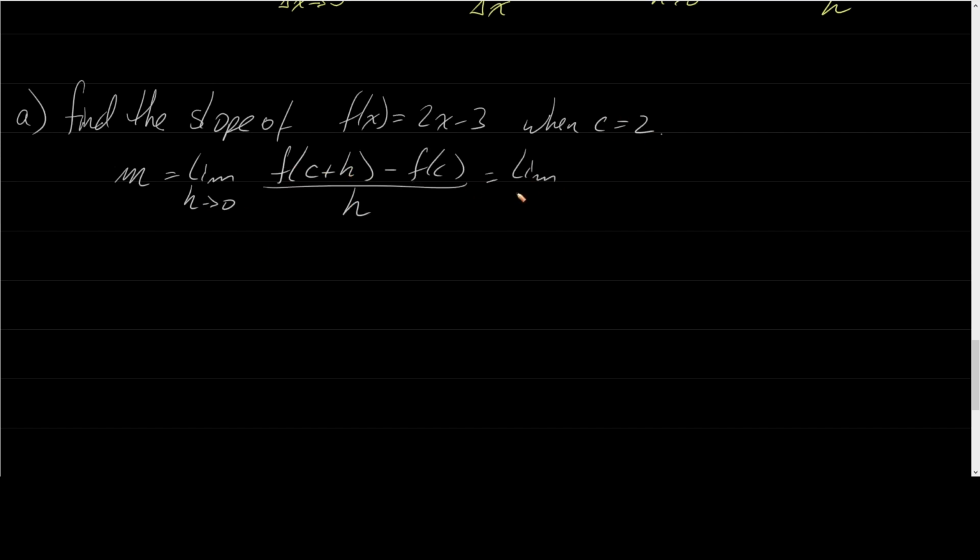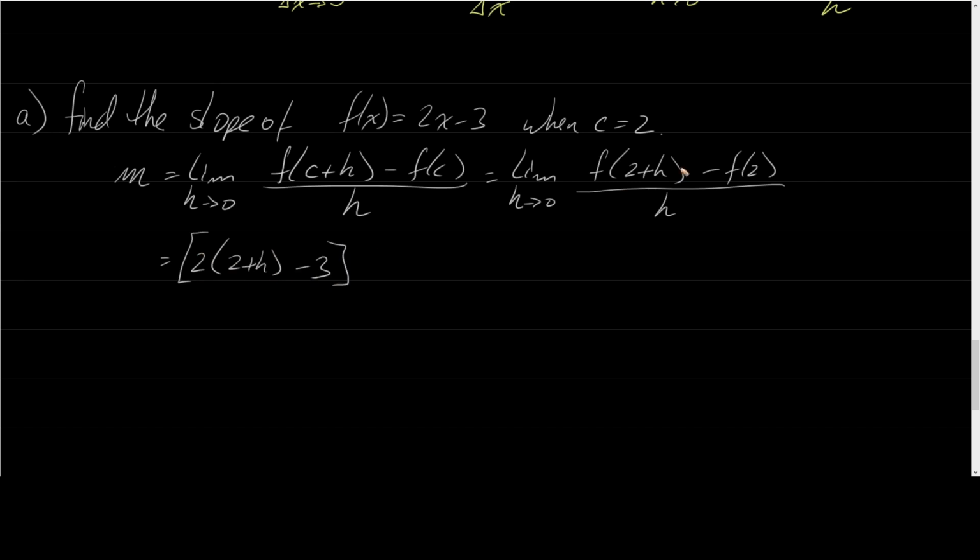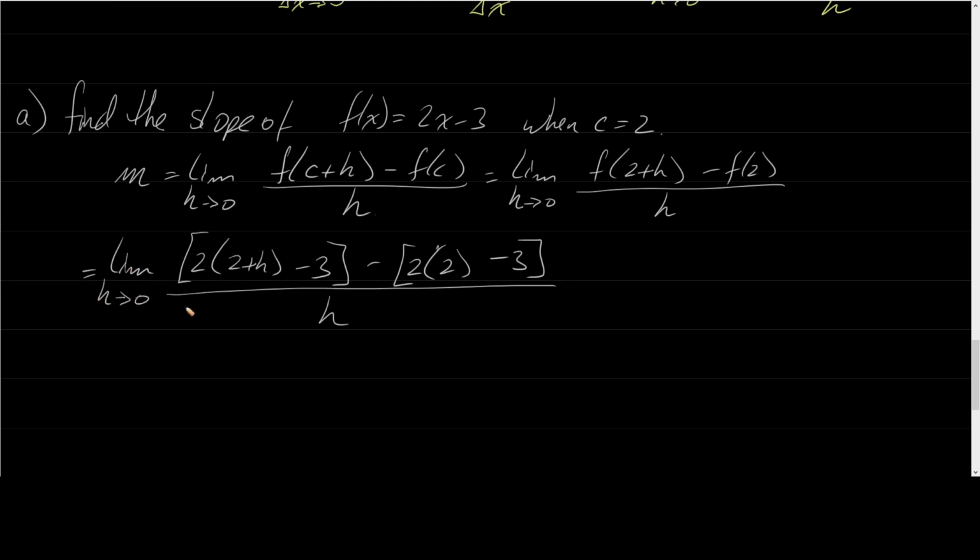So what we have here is the limit as h goes to 0 of f of 2 plus h minus f of 2, all of this over h, which gives me, if I plug in 2 plus h into the x, 2 times 2 plus h minus 3. That's my f of 2 plus h minus f of 2, which is 2 times 2 minus 3. And all of this over h. And look at that, I forgot to write the limit in the front. Don't do that. Always write the limit unless you've actually evaluated it. And I didn't evaluate it yet, so I must write the limit.